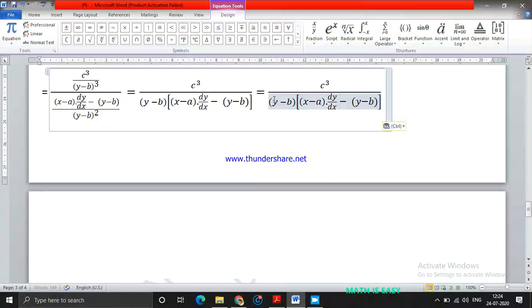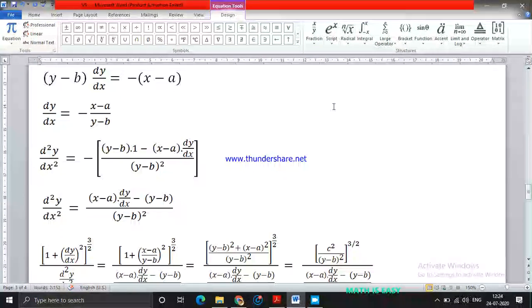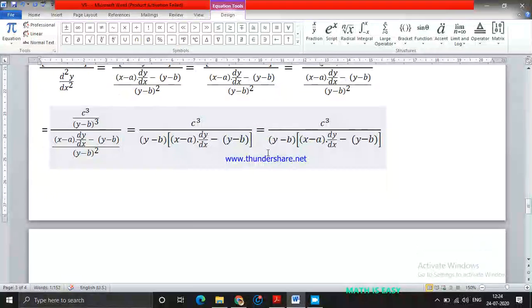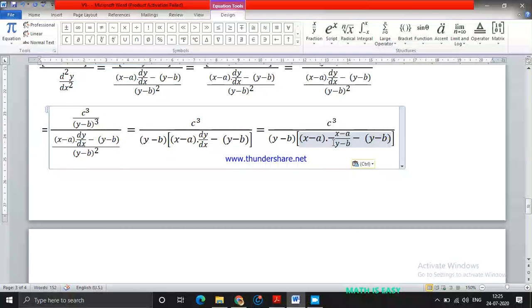Just a minute. In place of dy by dx, what you got, dy by dx value I got is minus, so this minus also I have to copy, minus x minus a into y minus b. So in place of this one, I'm going to replace this. Here let me put the multiplication symbol so that you won't get confused.